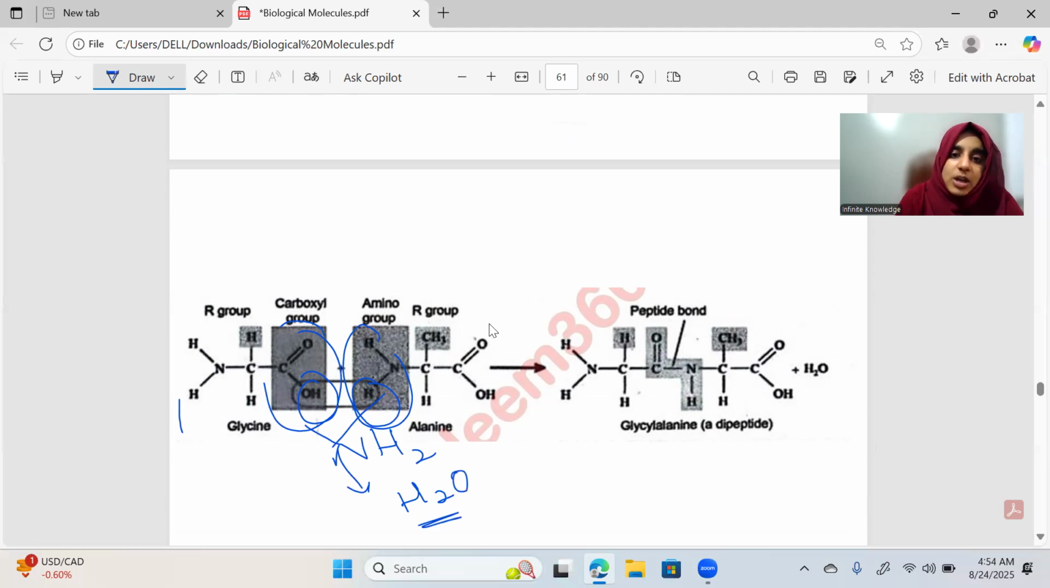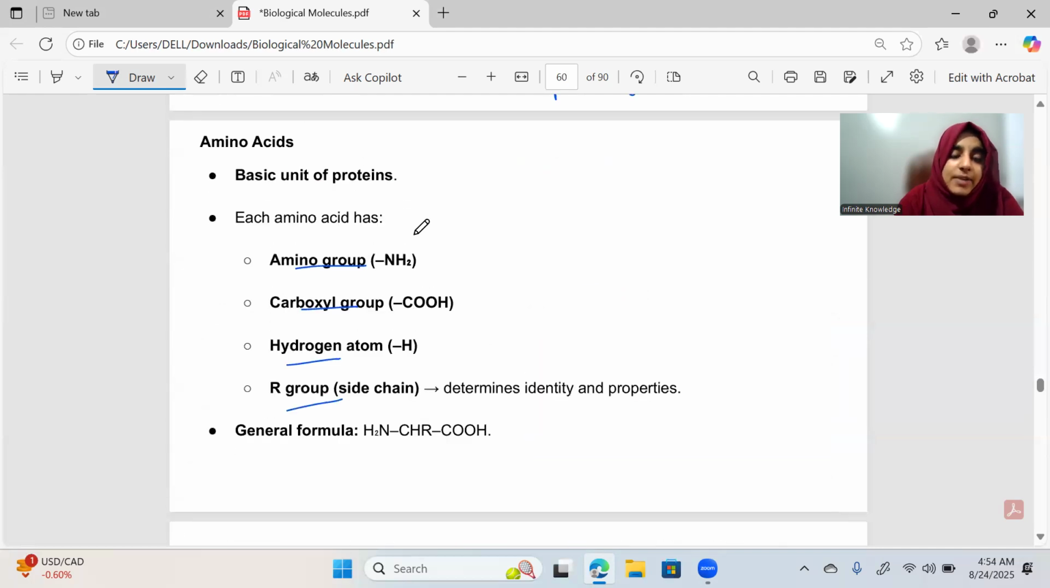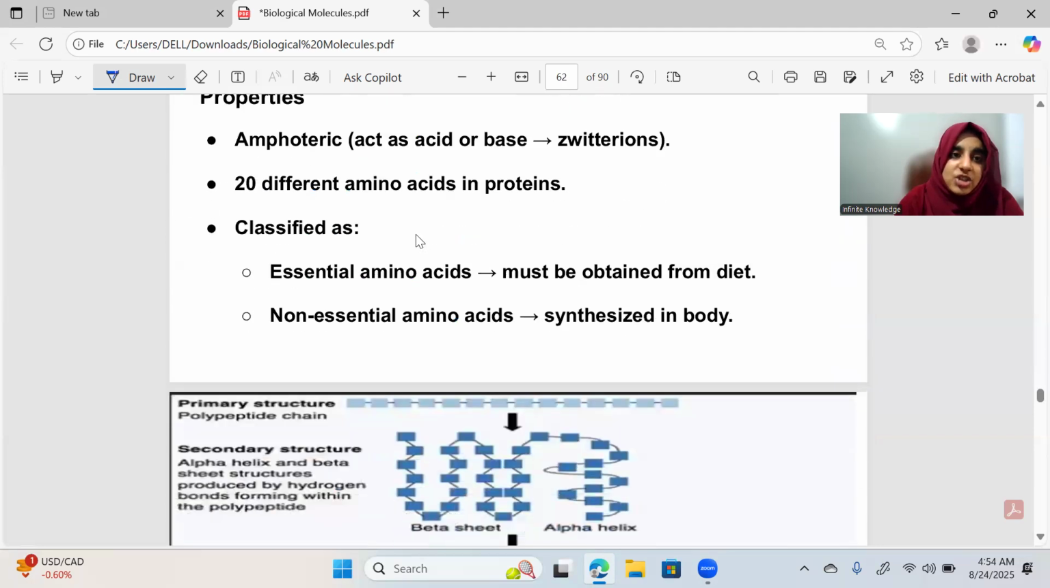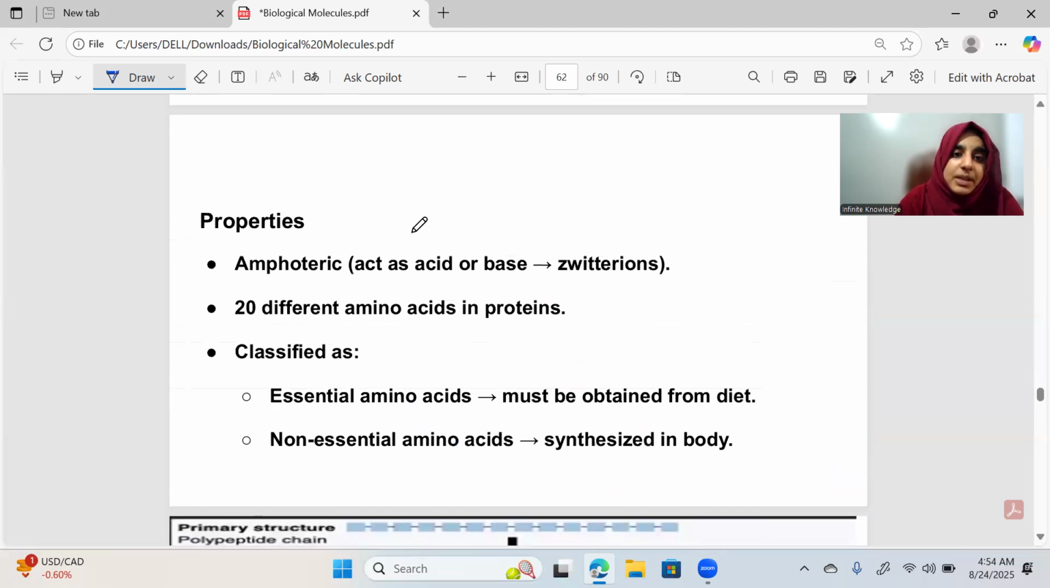And when they form water, what happens over here is that it forms a peptide bond or the peptide linkage, okay? So in this bond, C double bond O, and then I have N and H. This forms a peptide linkage, okay? After that, we have CH3, and this is the whole structure, okay? Right? So we have a hydrogen atom, amino group, carboxyl group, R group, that is also known as the side chain, right? Now there are different properties.